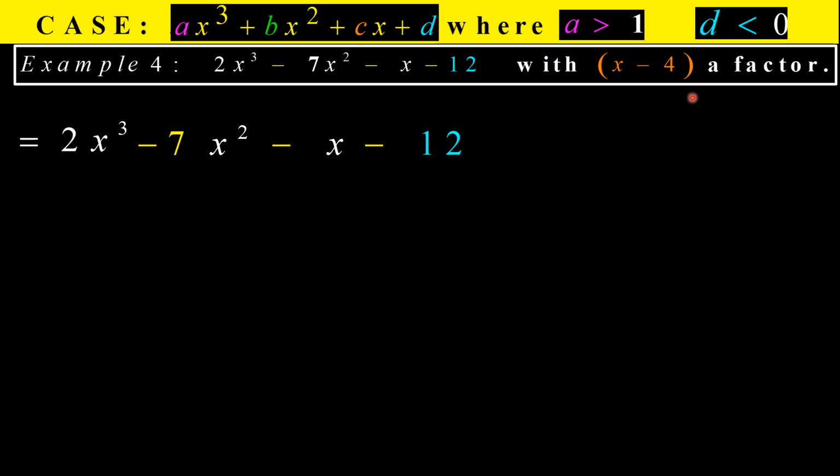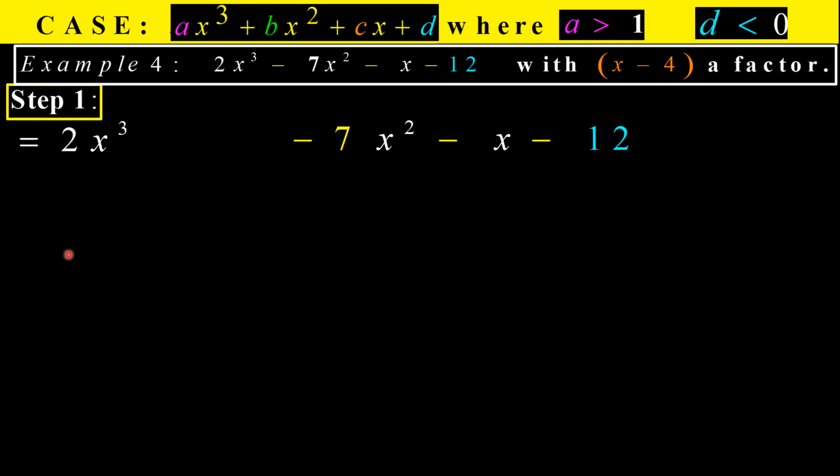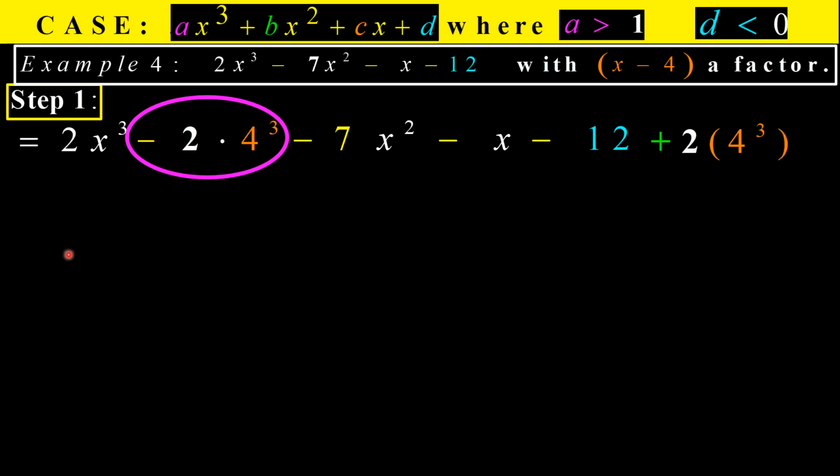So the first thing I have to do is I have to move it away. So I get negative 7x squared, subtract x, subtract 12. Now because I've got negative 4, I have to subtract negative 4 cubed. But because I've got a 2, I'll subtract negative 2 times 4 cubed. So there's negative 2 times 4 cubed. And I now have to balance it out. So I add to that 2 times 4 cubed.